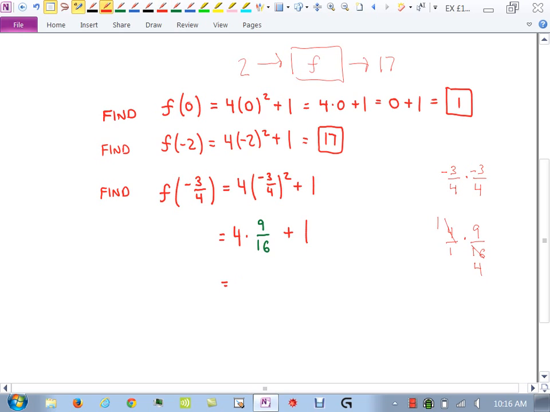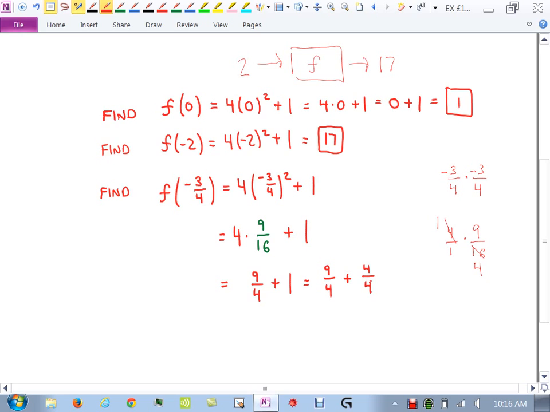9/4. So I get 9/4 plus 1. Now I have to add these two together, and the only way to add two things together is to get a common denominator. So how do we change our 1 so that we have a common denominator? 4/4. We can change the 1 to a 4/4.